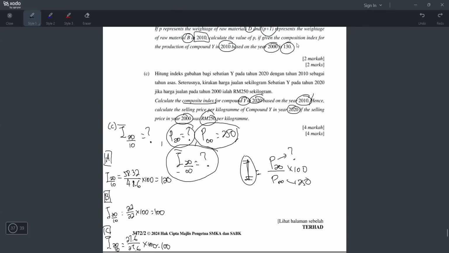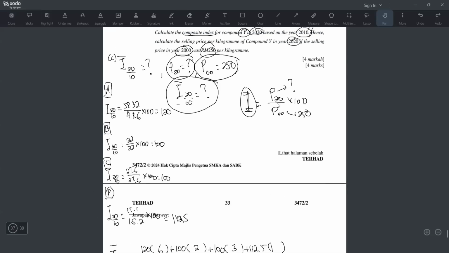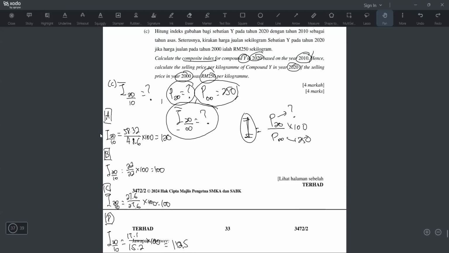Can I do like that? I take the composite index here, 130, and the composite index I just found here, and then I do the smiley face to get the composite index for 2000, and then I masuk sini, and then I do this one. Can I do like that? Yes, right? But I'm just not sure whether this is the correct method, because there's another method to do it. Let me tell you what's the other method.